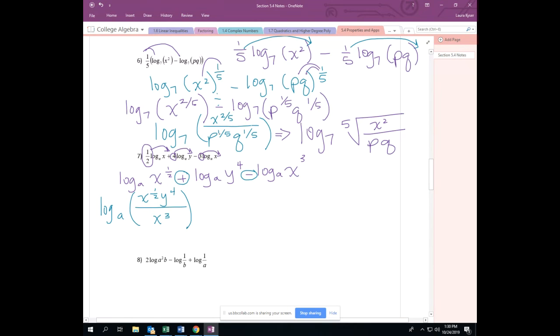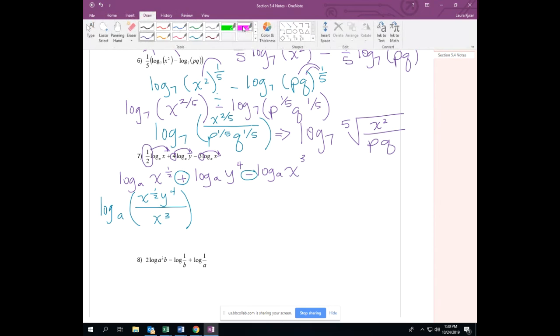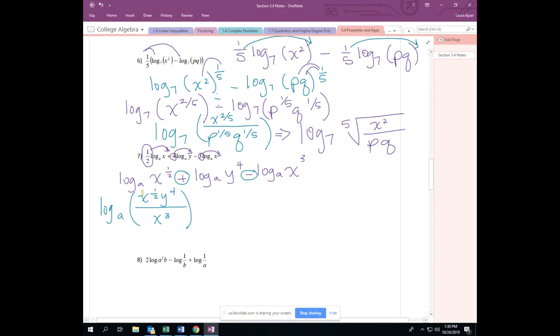Now, once we get in this form, I want to draw your attention to this quotient, because this quotient happens to have some like terms in it. You can see in the top there's an x with a power, and in the bottom there's an x with a power. When you have the same term on the top and the bottom raised to a different power, you can simplify that by subtracting those powers.